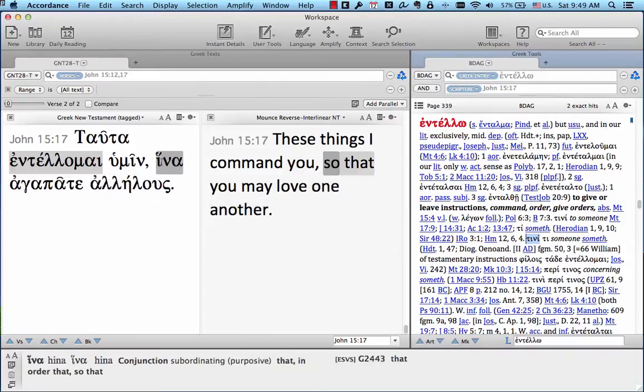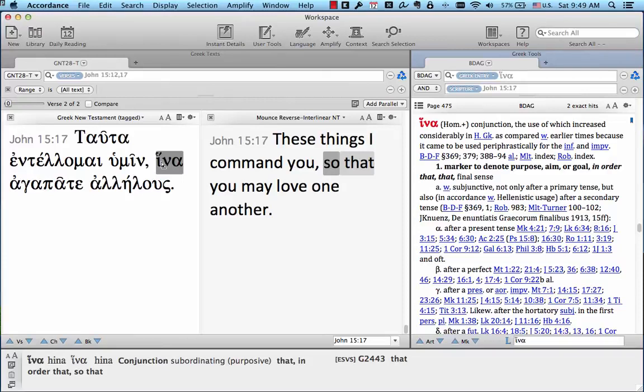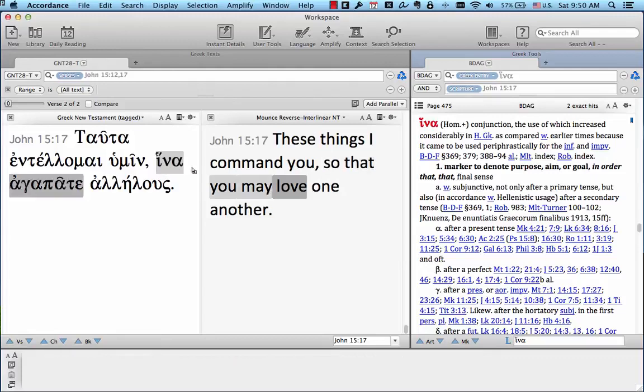Now I wanted to focus on hina, so let's get BDAG up. If you memorize even the glosses properly for hina, you know that it can mean purpose, or it can weaken to result, or it can weaken completely to the idea of that. In other words, the hina clause would be introducing the content of what has been commanded, and we move then into exegesis. But again, the point is that Greek gives you the range of possibilities, and then you use context to make the decision. If you haven't memorized the range for hina, you really need to.